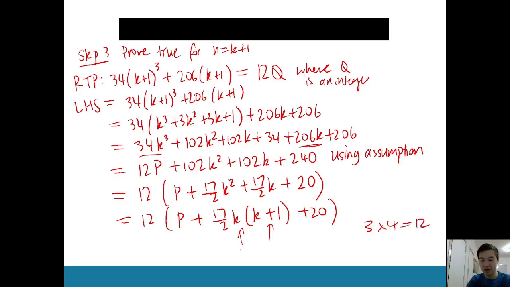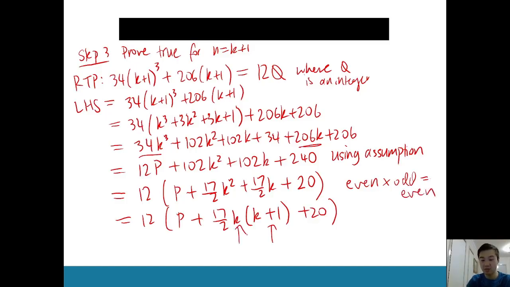But if this was 9, and this was 10, that would be 90, which is also divisible by 2. If this was 6, and then that was 7, that would be 42, which is also divisible by 2. What's actually going on here is k can either be even or odd. So if it's even, that means k plus 1 will be odd. But when you multiply an even number with an odd number, it will always be even.